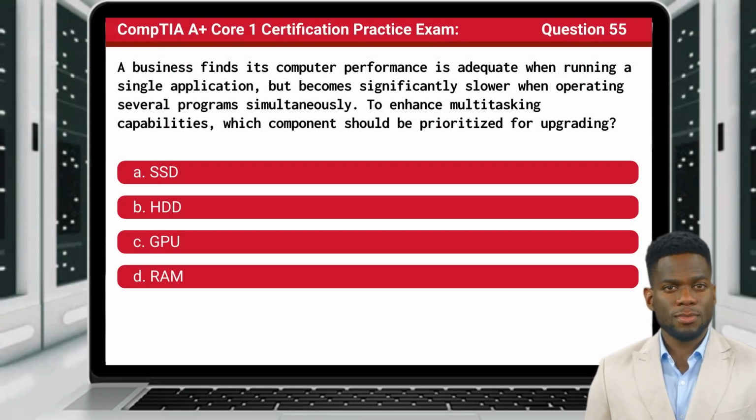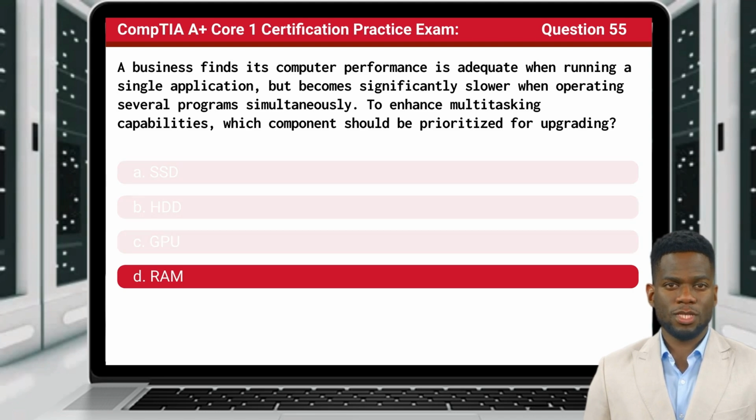Question 55. A business finds its computer performance is adequate when running a single application, but becomes significantly slower when operating several programs simultaneously. To enhance multitasking capabilities, which components should be prioritized for upgrading? The answer is D, RAM.